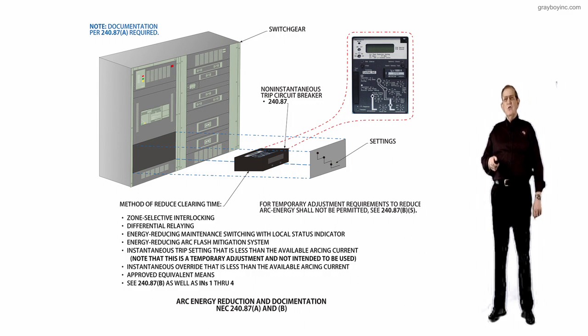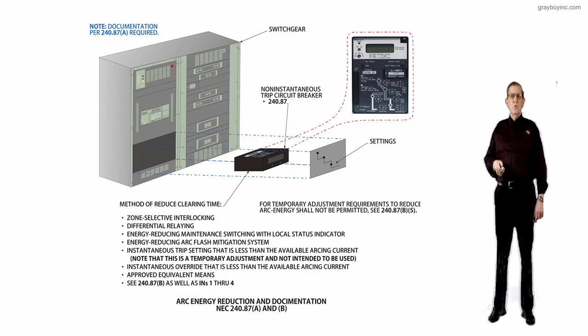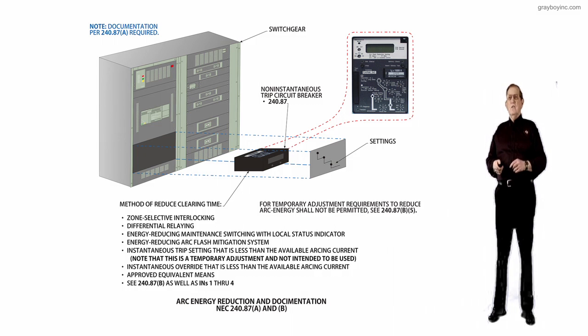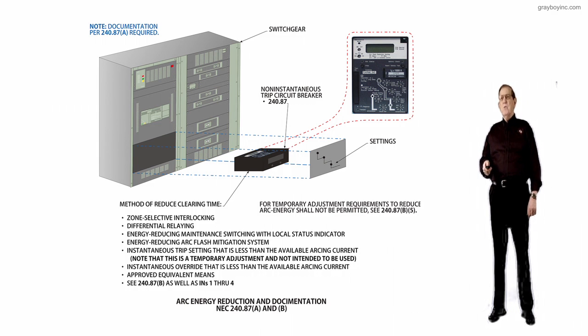Now I'm going to kind of wrap this up, and we'll take a look at the purpose of change. And this purpose of change is a revision. And this revision has been made to clarify the documentation shall be provided to demonstrate that the method chosen to reduce the clearing time is set to operate at a value now below the available arcing current. In other words, we're going to open it up quick.